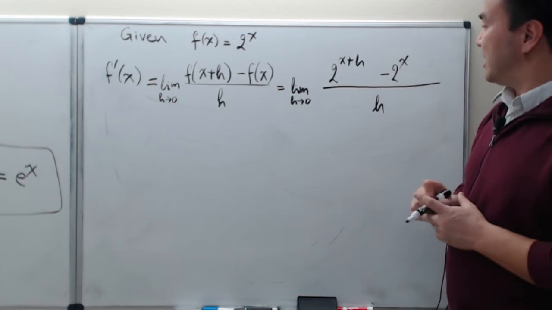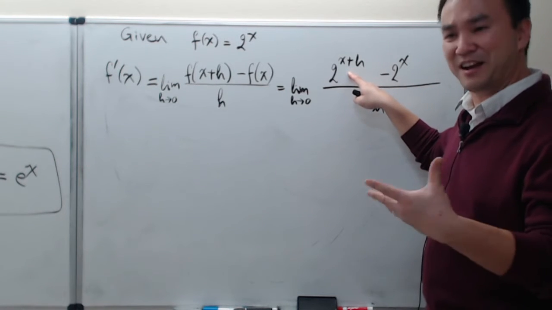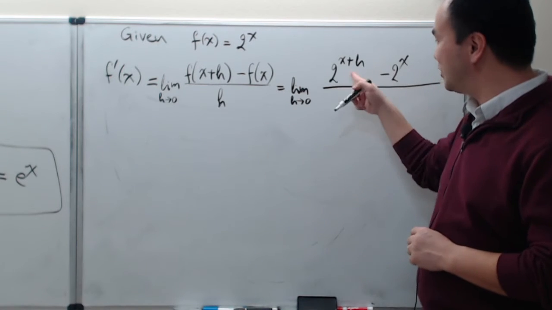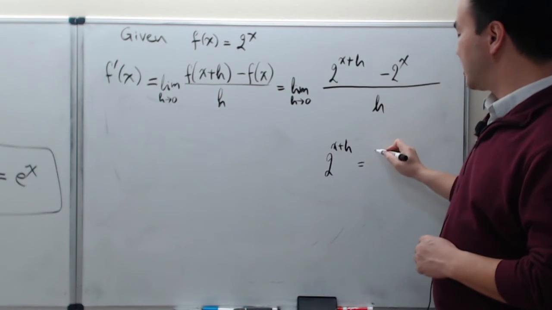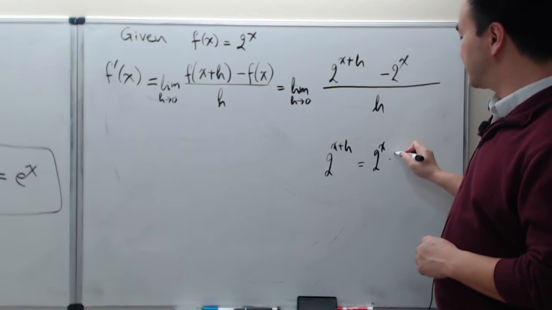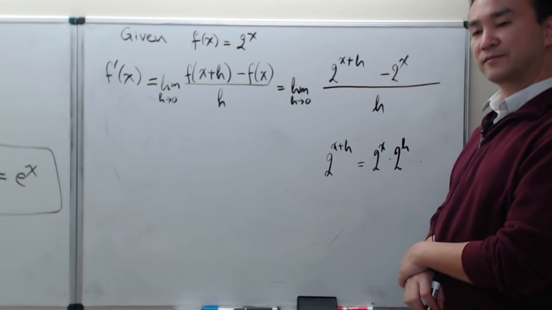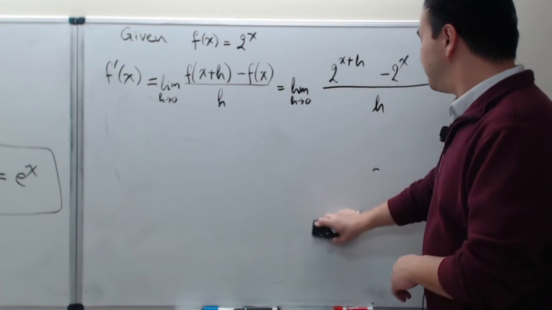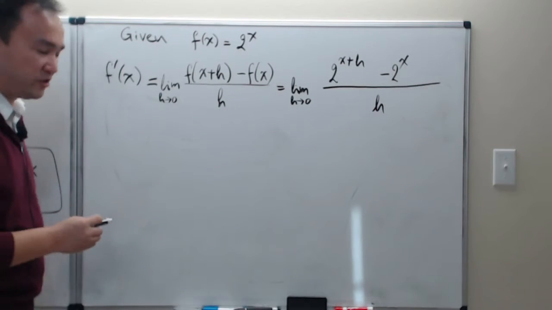In that way, the same trick I did with e to the x plus h earlier, we can do the same thing again. 2 to the x plus h can be understood as 2 to the x times 2 to the h. It's just another algebraic property of the exponential function. And so in my next step, this is what I am going to be doing.